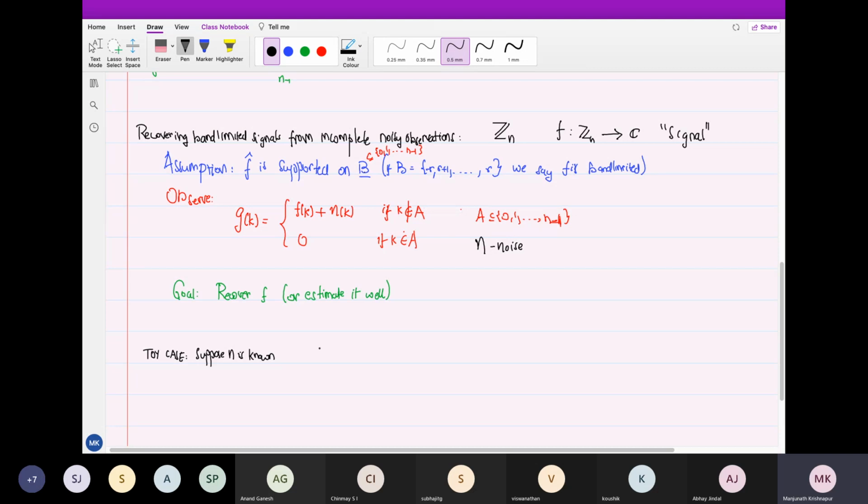Then you may as well subtract and set it equal to 0. Okay, it doesn't matter. If n is known, then you can just set n equal to 0. So Manju, can you use a different notation? You're using Zn also and n also. Okay, yeah, you're right.